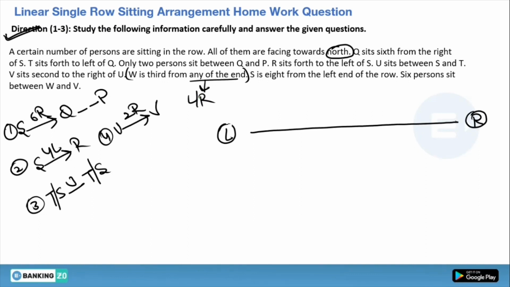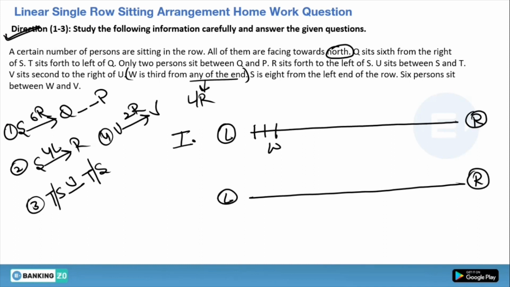So let us assume W from the left end first: 1, 2 and 3. W is third from the left end. It is our case number 1. But W can be third from the right end, so this has to be another case. Let us make the other case. This will be left and this will be right, and this is our second case. So in the first case we have assumed W from the left end, and in the second case we assume W from the right end. So let us make 1, 2 and 3.